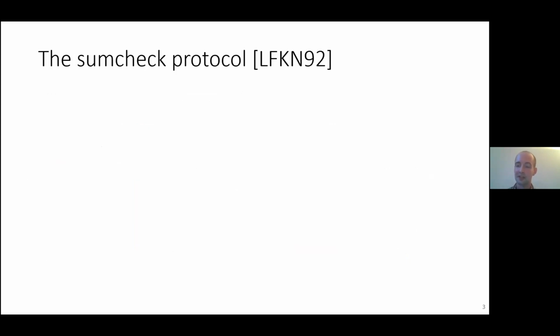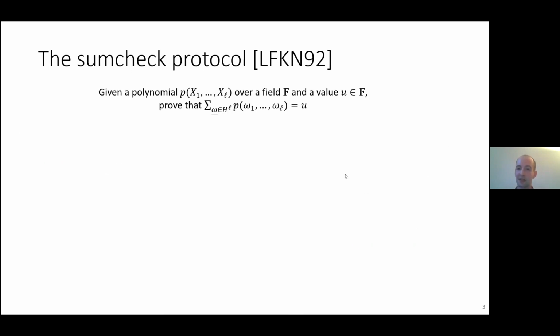Now, all of the succinct arguments that we wrote about in our paper really stem from the sum check protocol, which comes from way back in 1992. In the sum check protocol, what's common to the prover and the verifier is a polynomial P with several different variables defined over a finite field F, and a public value from the finite field, which is U.